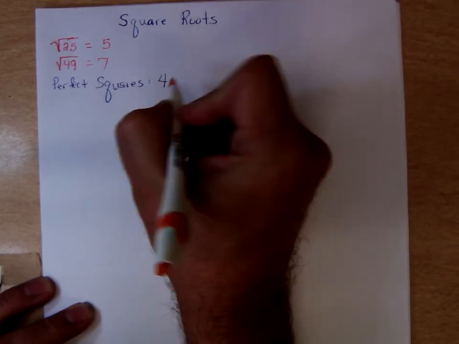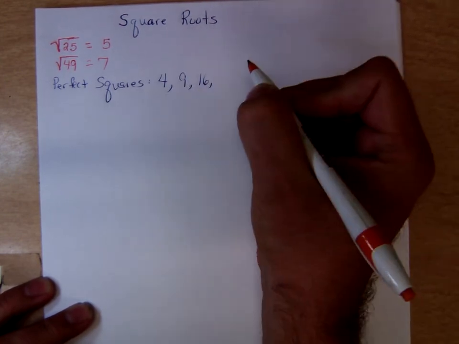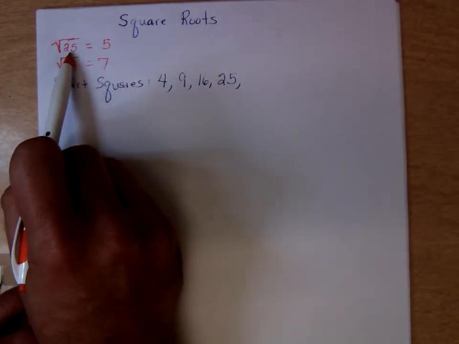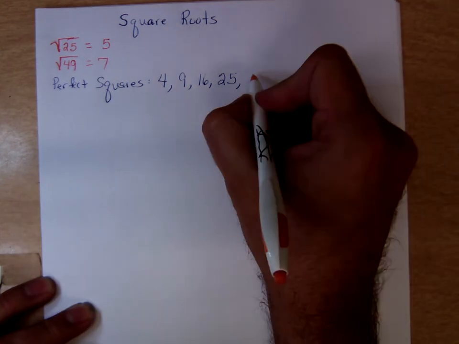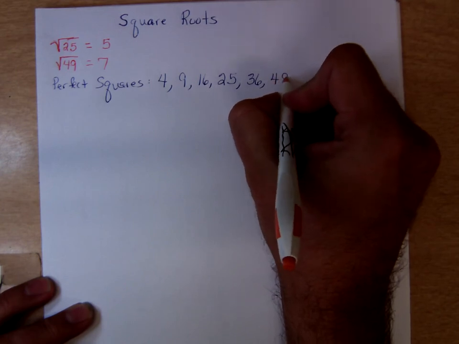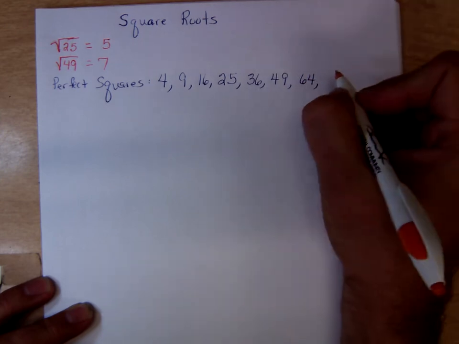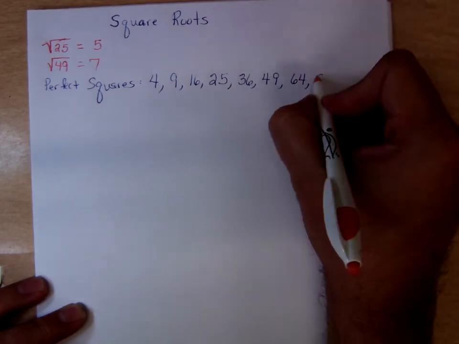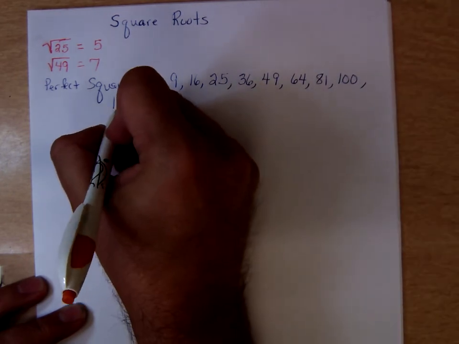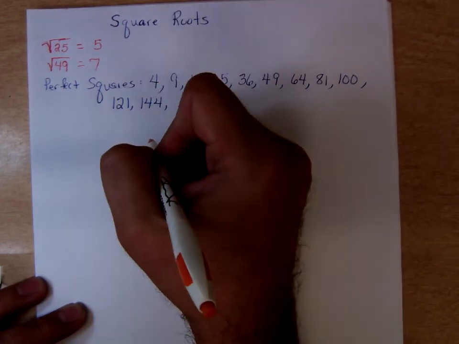2 times 2 is 4. 3 times 3 is 9. 4 times 4 is 16. 5 times 5 is 25. You see right here, the square root of 25 is 5. 6 times 6 is 36. 7 times 7, 49. I think we'd already done that. 8 times 8, 64. 9 times 9, 81. 10 times 10, 100. 11 times 11, 121. 12 times 12, 144. It's getting harder, isn't it?